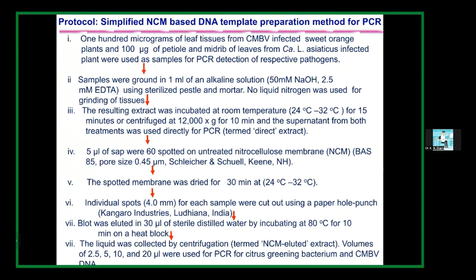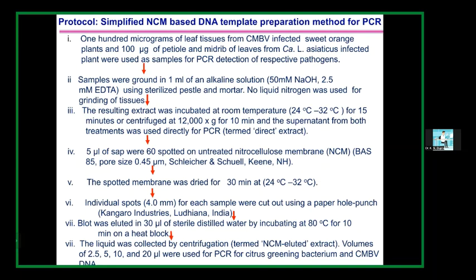So this is the simplified NCM-based DNA template preparation method for PCR. We take 100 milligram of leaf tissue from CMV-infected sweet orange plant and 100 milligram of petiole and midrib of leaf from Candidatus Liberibacter asiaticus-infected plant, because the concentration of mosaic virus in sweet orange is higher in leaf tissue or bark, and for citrus greening, the midrib of leaf has a better concentration compared to leaf.